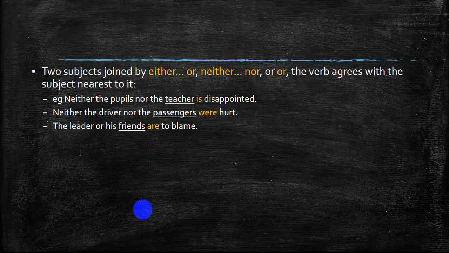Two subjects joined by either or, neither nor, or, and the verb agrees with the subject nearest to it. Neither the pupils nor the teacher is disappointed. Teacher is closest to the verb, so it's singular, and so we use is. Neither the driver nor the passengers, which is plural, were hurt. The leader or his friends are to blame.